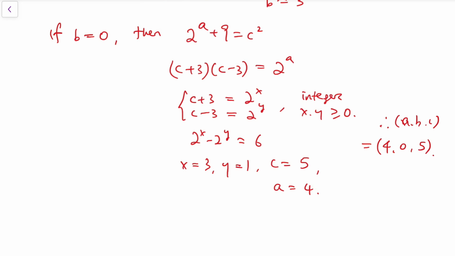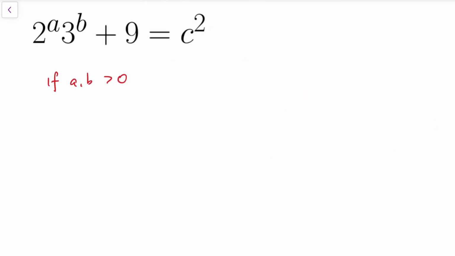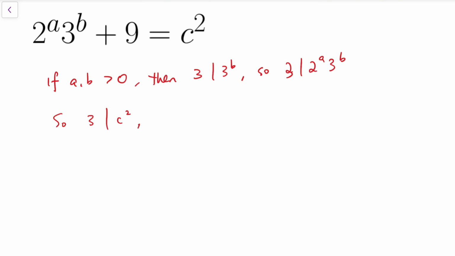Next, I'm going to focus on solving this equation in positive integers a, b, and c. Now if a and b are both positive, then 3^b must be a multiple of 3, and so is the whole term 2^a times 3^b. And that means c squared would also be a multiple of 3. And that means not c squared, but c itself is also a multiple of 3.